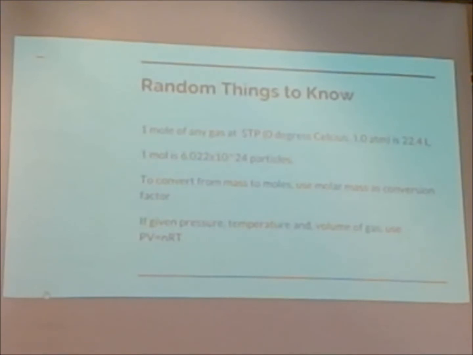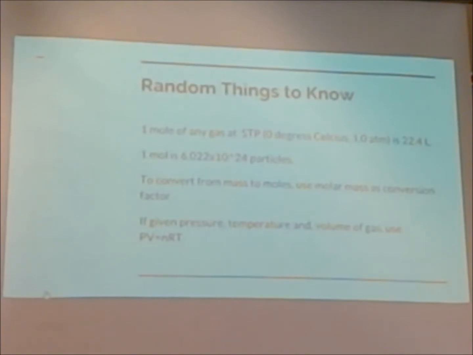And then R is 0.08206. And then there are these units, but they don't really matter. Atm liters over mole. Sorry, 0.08206, yeah, that is correct. So that is our ideal gas constant.